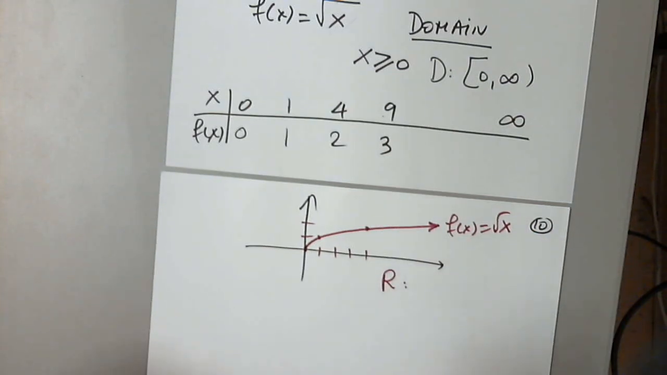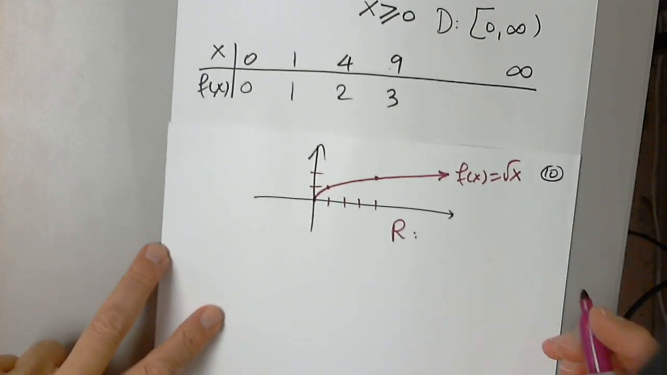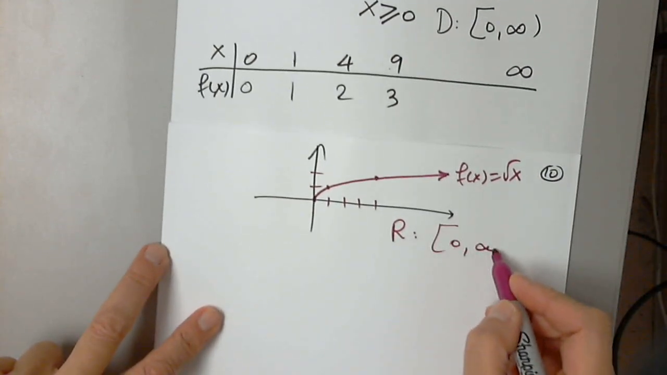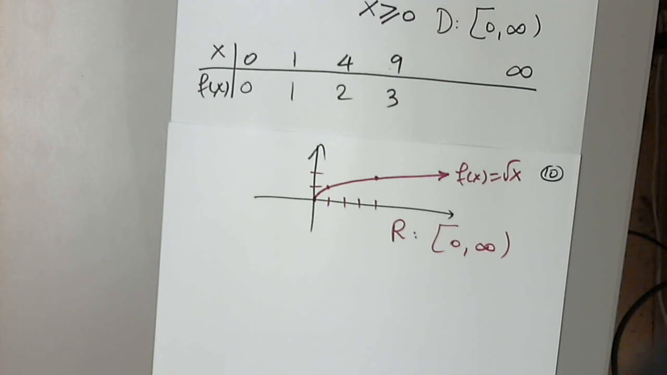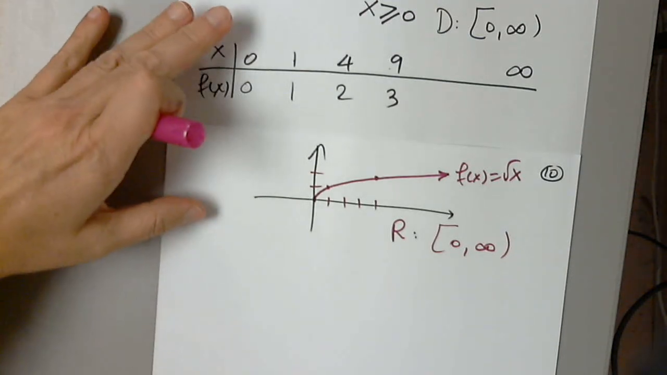Can anyone identify the range of this function? Remember, we identified the range by using horizontal lines from where it hits the graph till it does not. So what will be the range of this function? 0 to infinity. Very good. So please keep that in mind. Yes? Range and domain always the same for a square root function. Excellent question. So let's take a look at this.